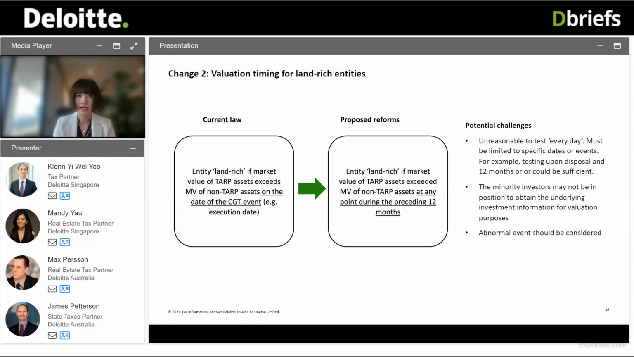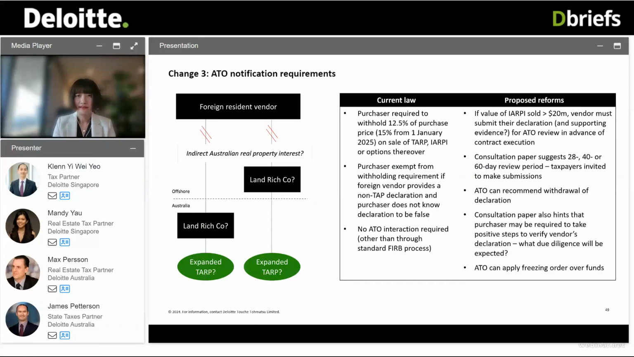For example, it is unreasonable and impossible to test every day. It should be limited to a specific date or event. Another practical challenge is that the minority investor may not be in a position to obtain the underlying investment information for valuation purposes.